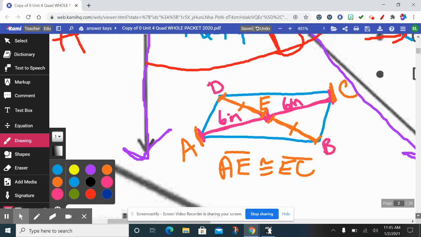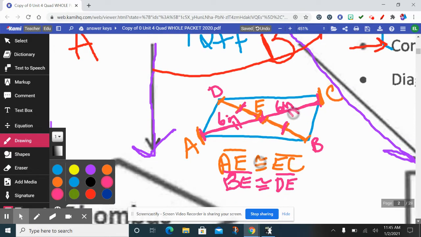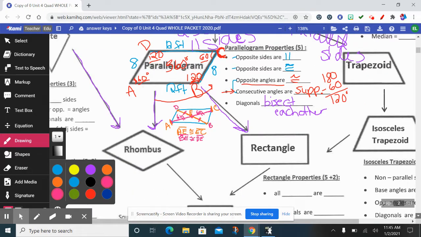BD is the other diagonal. We know that B to E is going to be congruent to DE as a segment. That this and this are equal, that and that are equal. So that's the last little case there for diagonals of a parallelogram. They bisect each other. So these are 5 facts that we have to know about our parallelogram.